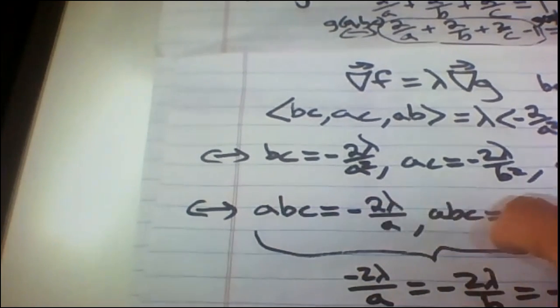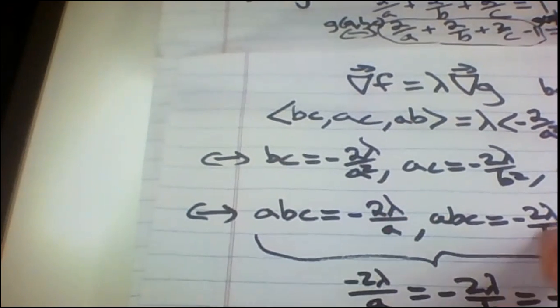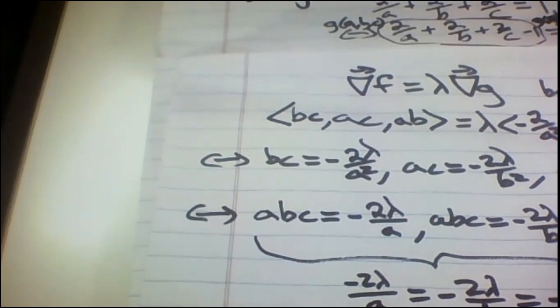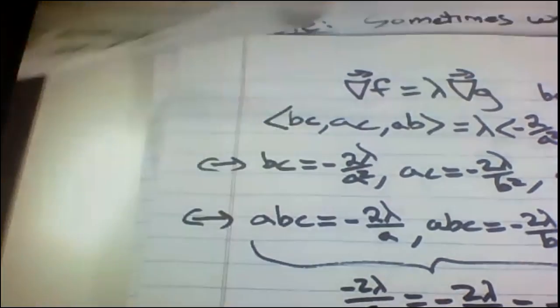ABC is equal to this, this, and this. Therefore, these 3 things must all be equal. Minus 2 lambda over A must be minus 2 lambda over B must be minus 2 lambda over C. And we also have the constraint, 2 over A plus 2 over B plus 2 over C equals 1. Right? 4 equations and 4 unknowns.